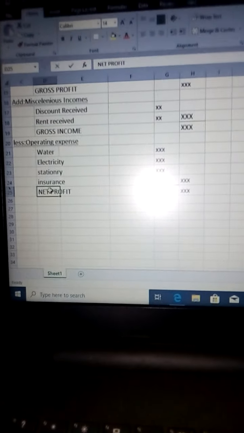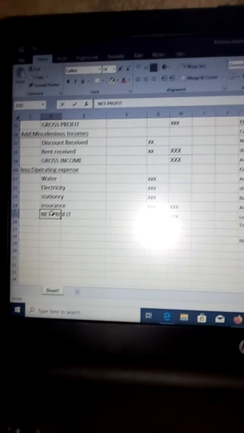So when you have a negative, you have a loss. When you deduct and you have a positive, that is a profit.